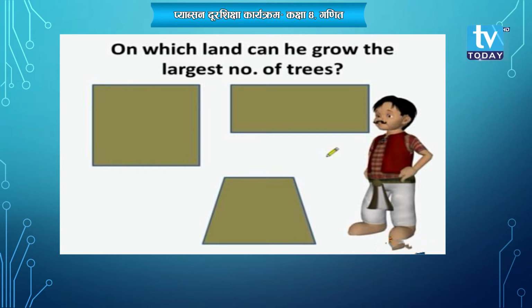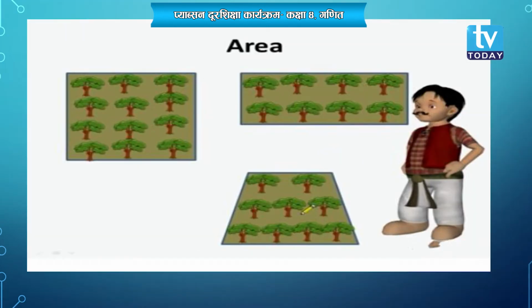First is in a square shape. Second is in which shape? Tell me. You have to tell me, okay? Think about it. Later on you can tell me. Okay. See there, on which land can he grow the largest number of trees? He is just thinking about that land. Which land can he grow more trees on?